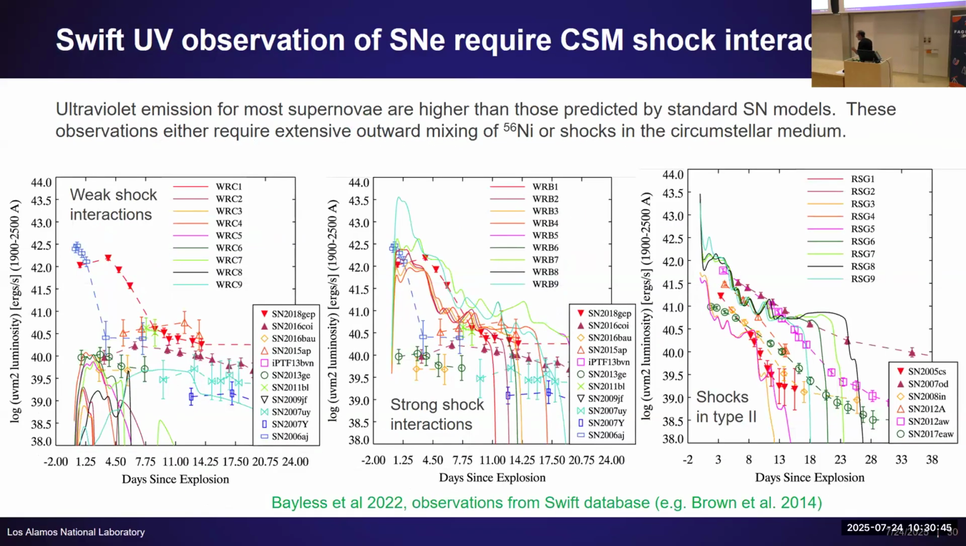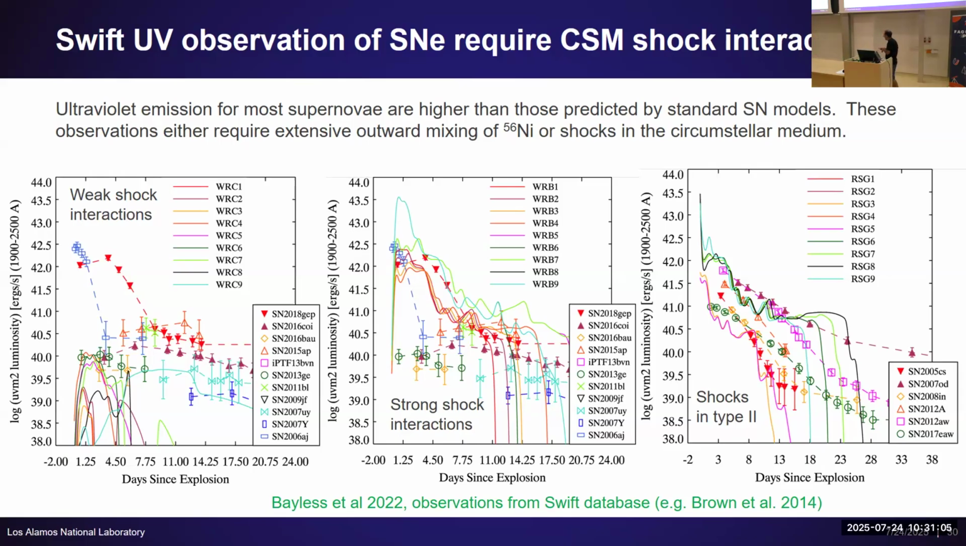What none of these models fit was data that we saw with the SWIFT satellite looking at supernovae. They're ultraviolet bright, not just at shock, what people thought of as shock breakout, but for long times. For the first 10 days, they are bright in the ultraviolet. There's a whole set of them.